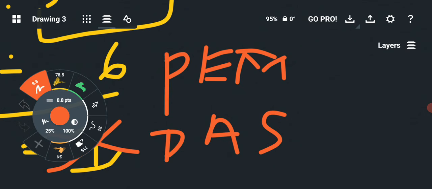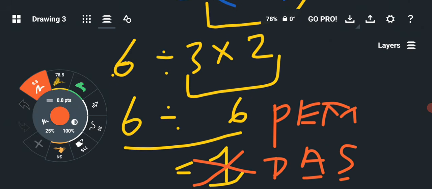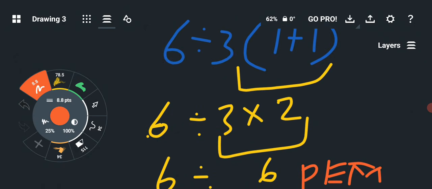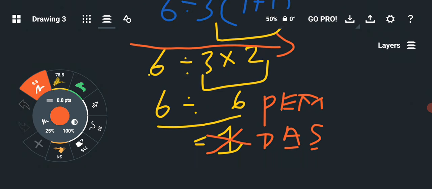Alright, so P stands for parentheses, E for exponent, M for multiplication, D for division, A for addition, and S for subtraction. But multiplication and division have equal priority, as well as addition and subtraction. Okay, so in this situation, where did we get it wrong? Whenever you are working with the order of operation, you must solve from left to right. From left to right. So, where did we get it wrong?